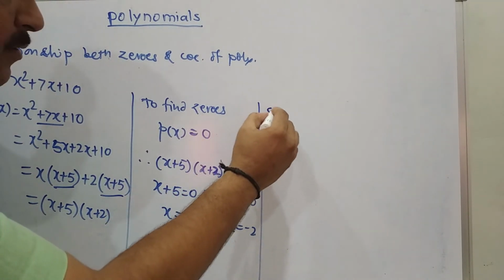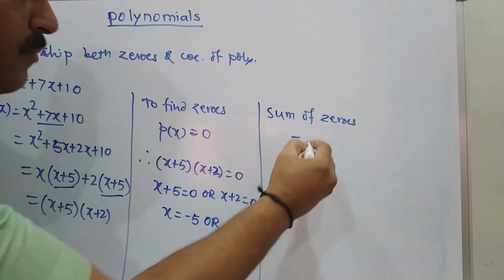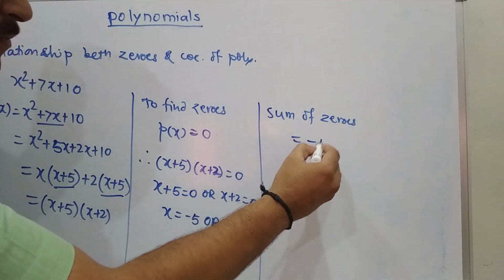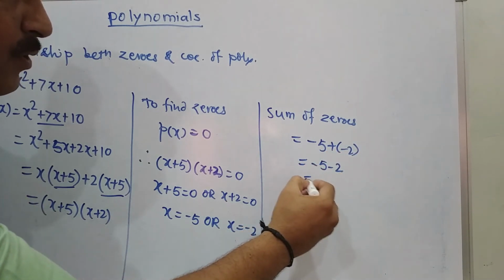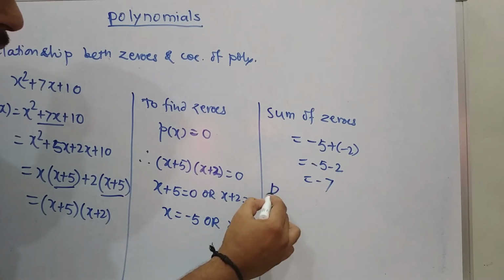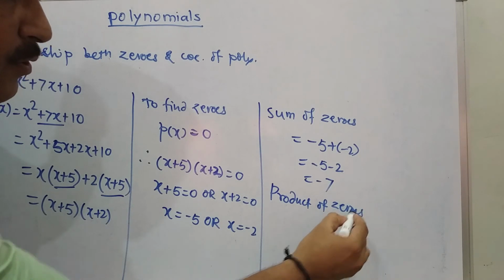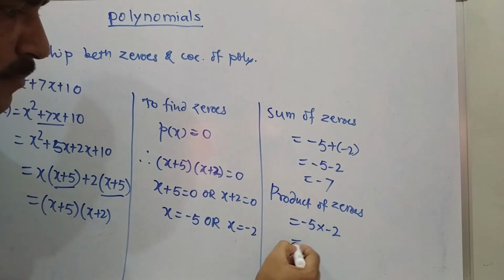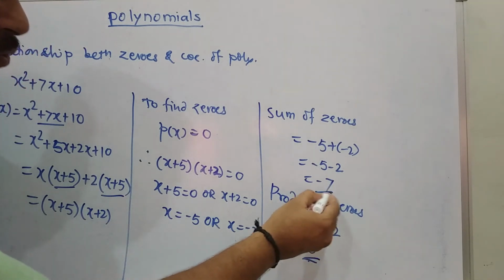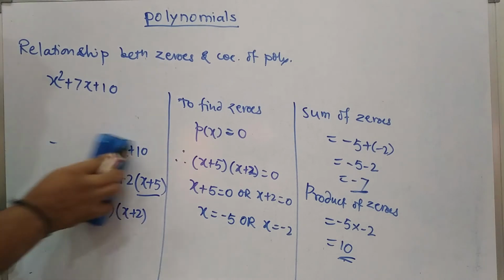Now let us write the sum of zeros. Sum of zeros is equal to minus 5 plus in bracket minus 2. Minus 5 minus 2 is equal to minus 7. And product of zeros. Now these two zeros are there. So minus 5 into minus 2 means it is 10. So we calculated from the polynomial the sum of zeros as minus 7 and product of zeros as 10.